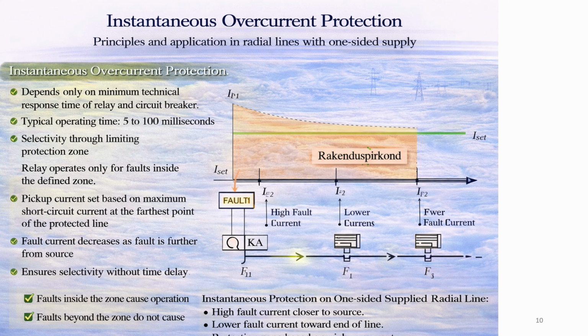The diagram illustrates instantaneous protection of a one-sided supplied radial line. High fault current near the source, lower fault current toward the end of the line, and a defined protection zone based on the pickup current. Instantaneous overcurrent protection is simple, fast, and effective. Its limitation is reduced reach in long lines or networks without multiple sources.